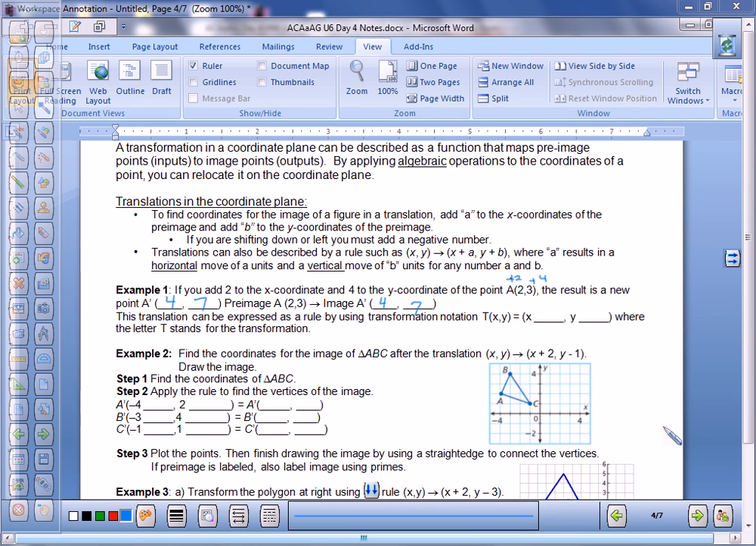Okay, now we're recording. All right, sorry guys, you missed up to the first example, but you can catch on now.